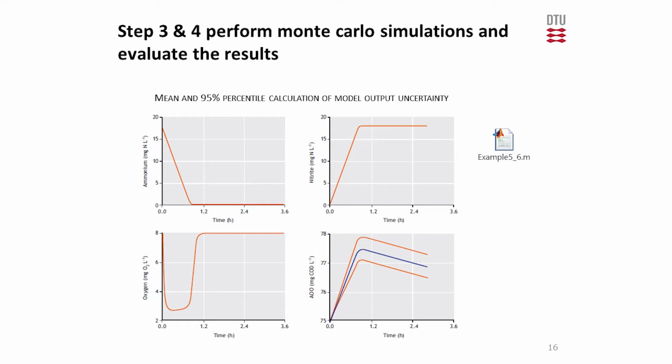The results show that the uncertainty in the model outputs is low. This means that the errors in the parameter estimators have a negligible impact on the uncertainty of the predictions of the model. These are in agreement with the linear error propagation shown in example 5.3. These are implemented in the example 5_6.m script file.